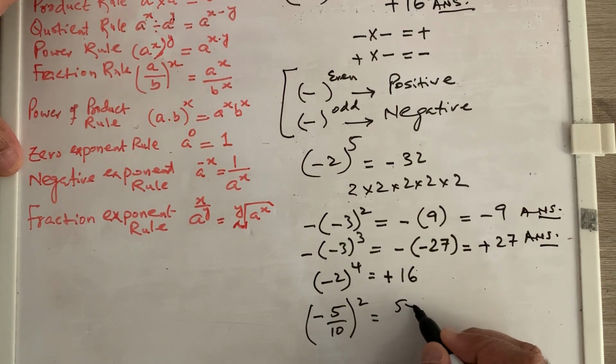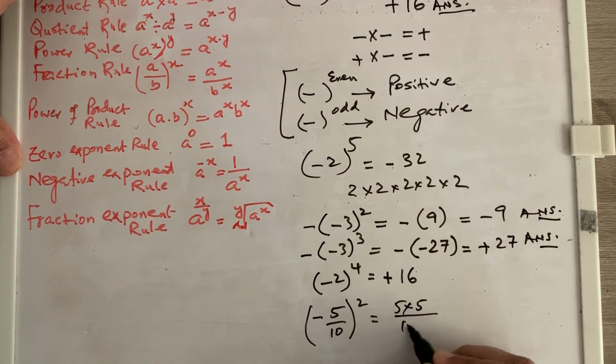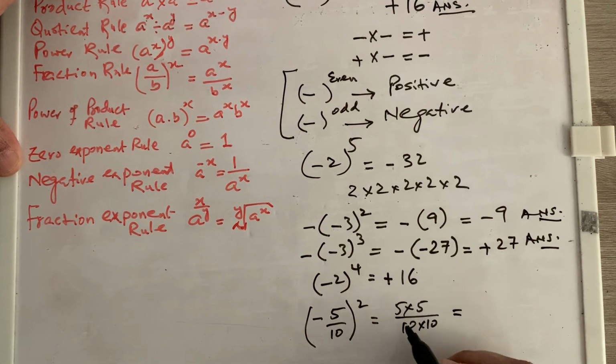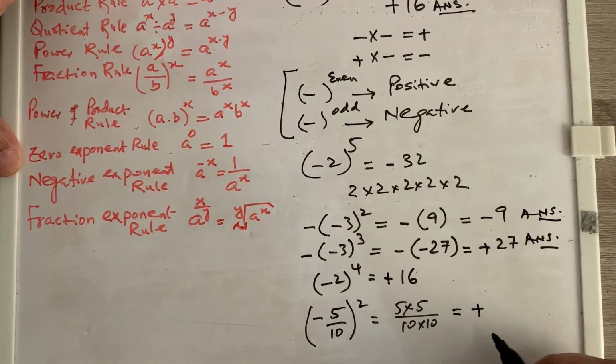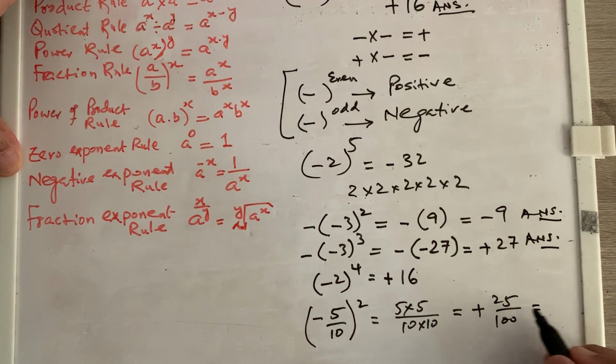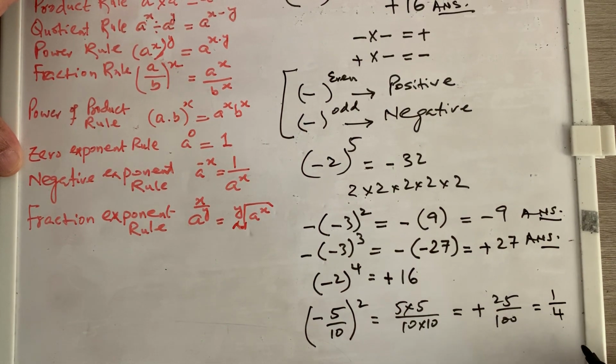5 times 5 and 10 times 10. Right? So you don't worry about the sign, because you know the rule that it will be positive. So 25 divided by 100. Right? And then you can, of course, simplify it to the reduced form, which is 1 over 4. So in this way, you can deal with this question.